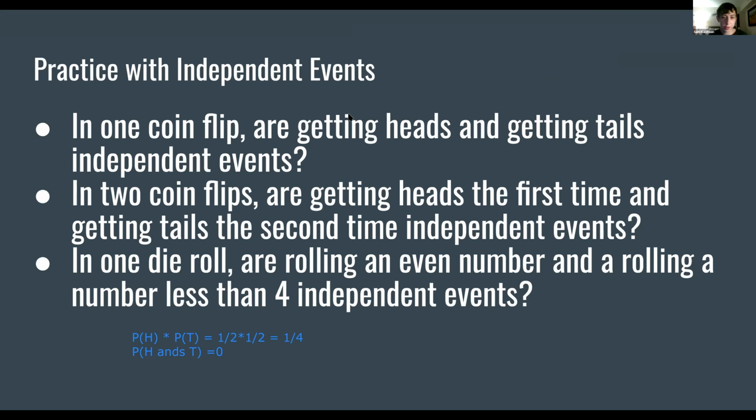Yes, these are independent events because they don't affect each other's probabilities. If I get heads or tails the first time, it doesn't determine whether I get heads or tails the second time. Mathematically, it's the same formula. 1/2 times 1/2, the probability separately, is 1/4, and the probability of getting heads and then tails is also 1/4. So these are two independent events.